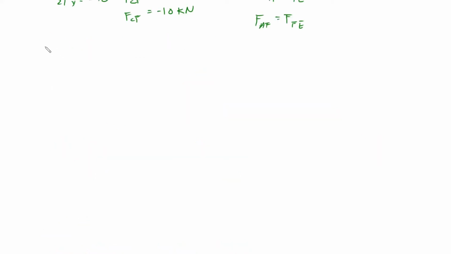The next joint we'll look at is joint C. For joint C, we have the sum of the forces in the x direction equals FBC minus FAC times the cosine of some angle theta minus FCE cosine of theta equals 0.